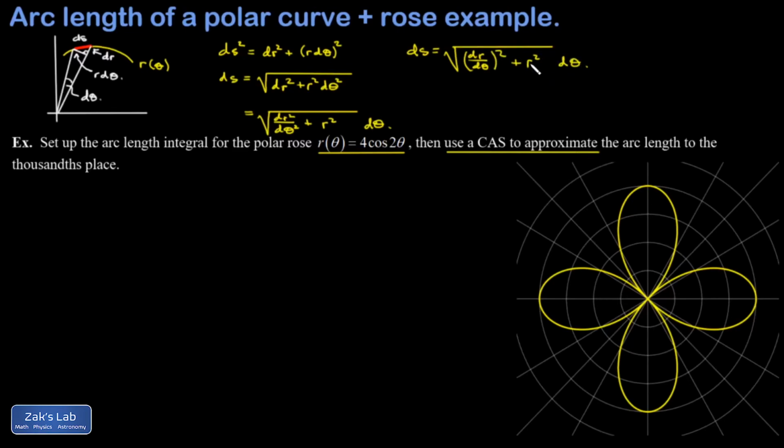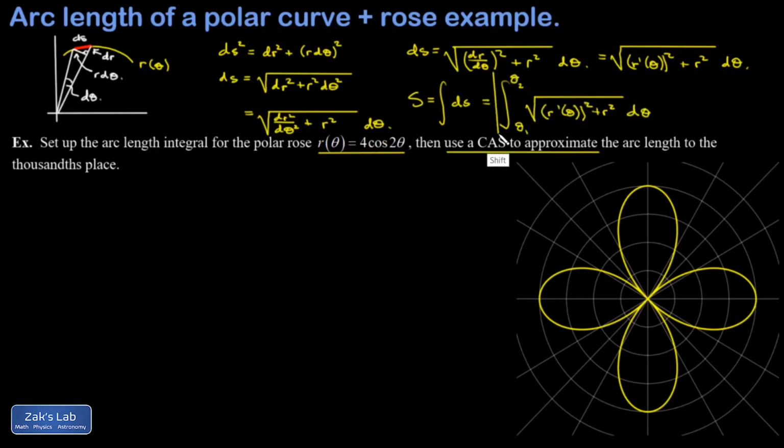It's also popular to write this in prime notation. Dr d theta, that's r prime of theta. I need to square that, add it to r squared, and then my differential quantity for theta, d theta at the end. So to get the total arc length, I just add up all these contributions. That's what integration does. So I have the integral of ds. And then I want to go from some starting value of theta to some finishing value of theta. So it'll be theta 1 to theta 2. And we've got our formula for the arc length of a polar curve.